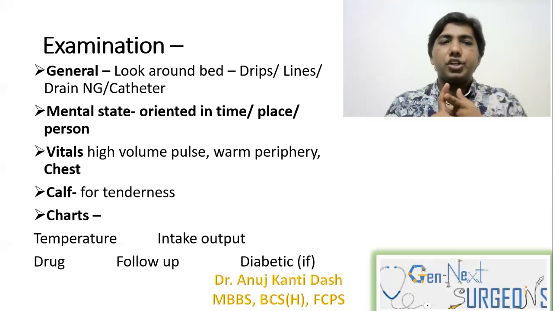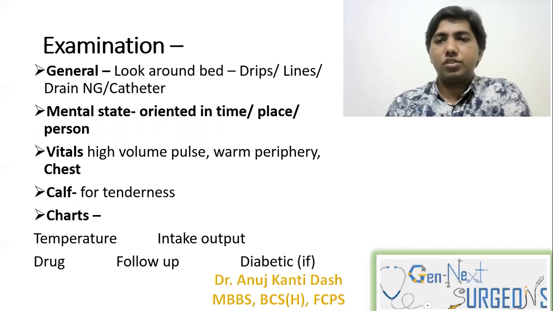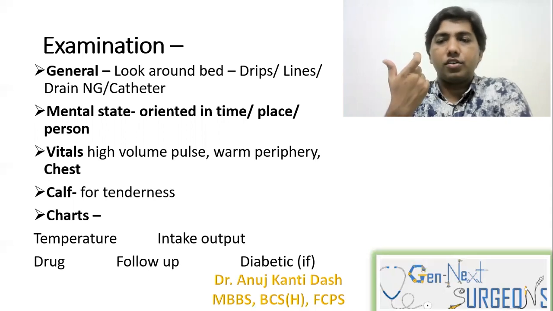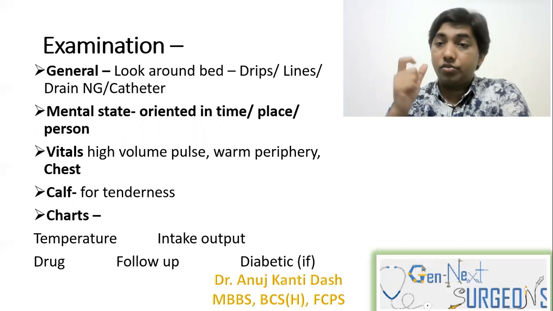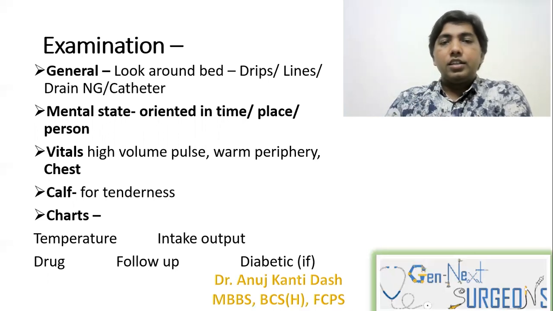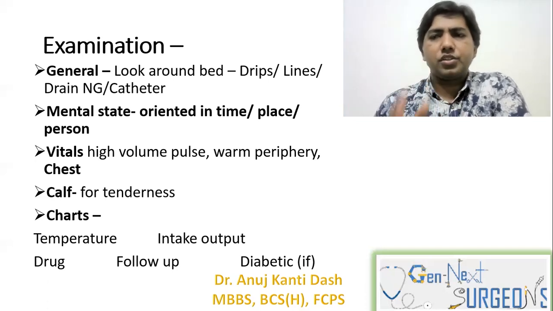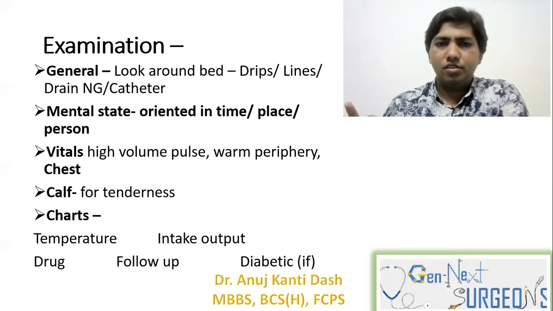The lines should be checked, and whether the drain tubes are properly placed inside, and the NG tube. If an NG tube is there, check whether it is working or clogged, and also very important, the catheter. You have to look for the catheter. Then the mental state: you ask the patient whether he is oriented in time, place, and person.